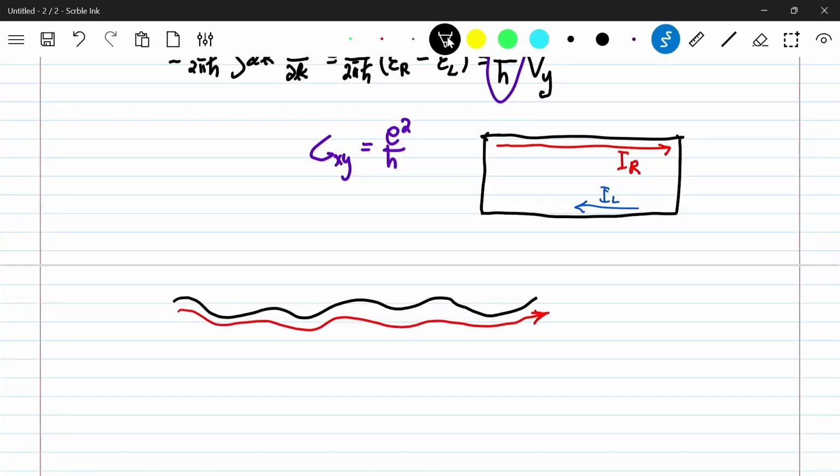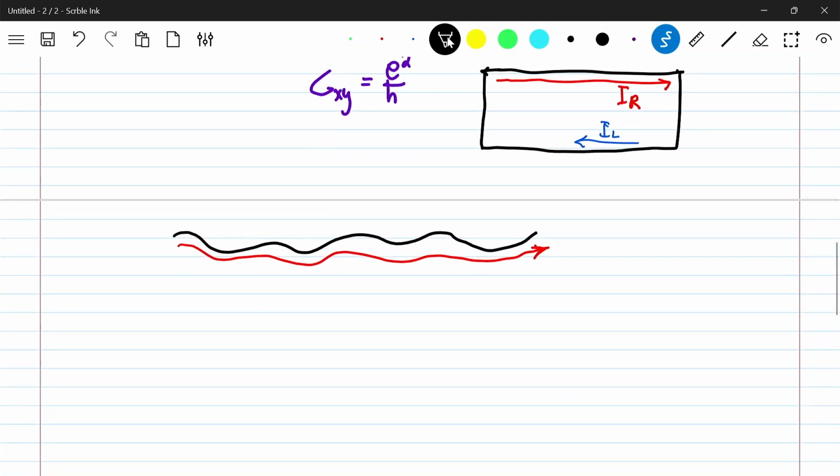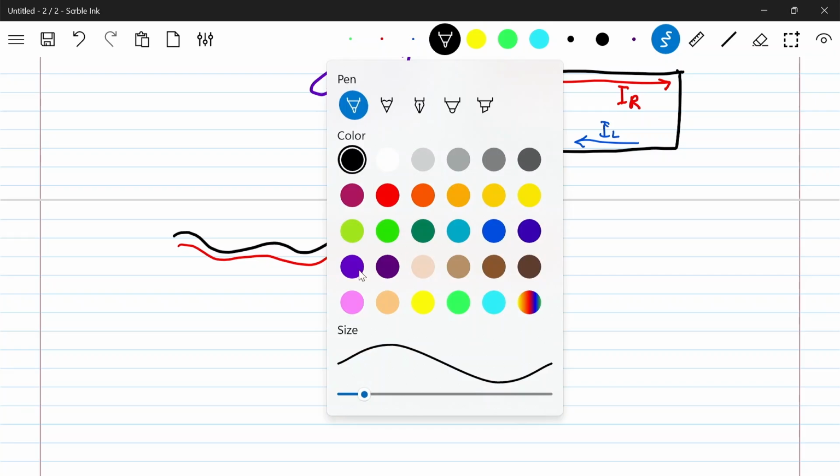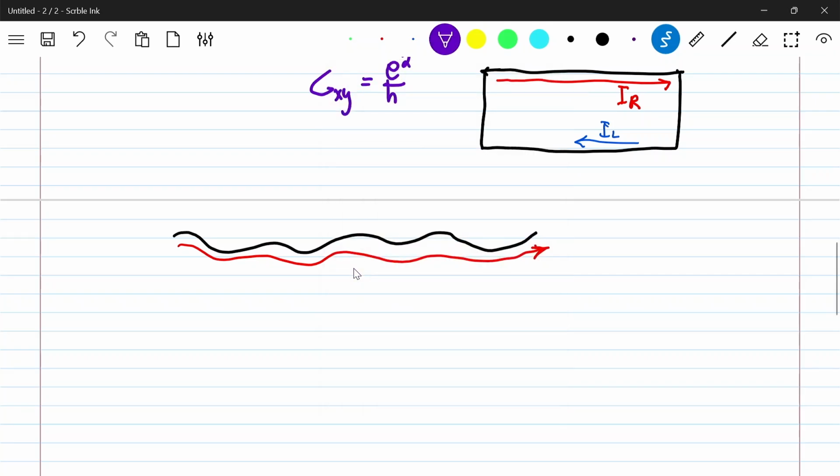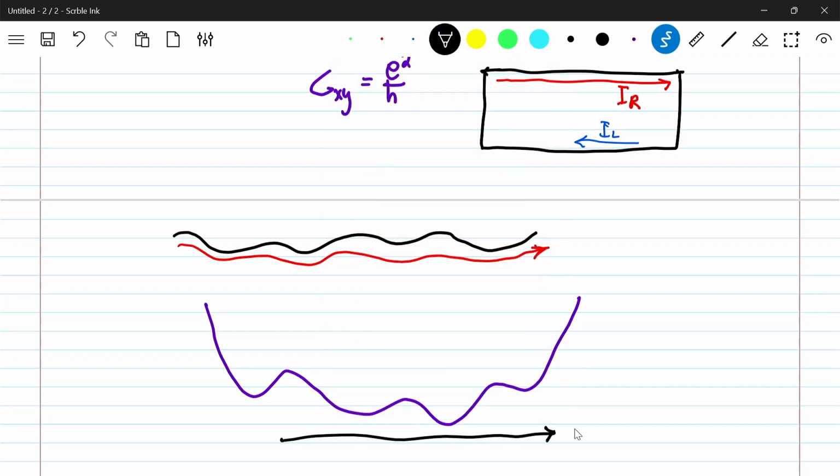Also, if I have some disorder potential, typically the Landau levels will not look like the nice picture I plotted before. They might look like this, okay? This is a function of k, or as a function of yk, which is the same.